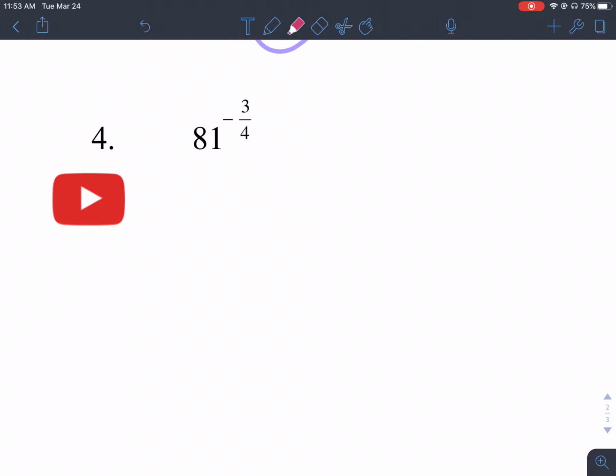So number 4 can be a little tricky just because this negative throws us off. We feel comfortable with 81 to the 3/4, just based off of what we have done earlier today. So just remember, when we have a negative exponent, we're really moving that base with its exponent to the other side of the fraction. So right now I don't see a fraction.